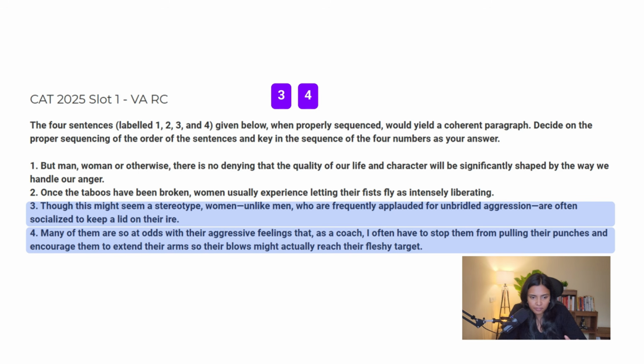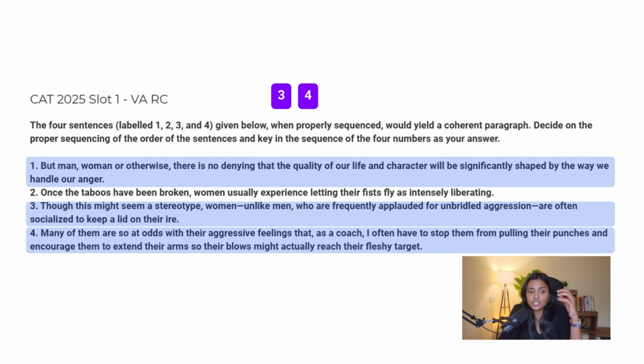Among the remaining options 1 and 2, we can see that option 1 has more signs of being the closing sentence. But man, woman or otherwise, there is no denying that the quality of our life and character will be significantly shaped by the way we handle our anger. Okay, it's like a broad sentence, a conclusion or something of an advice. So yeah, 3, 4, 2, 1, because 1 is closing and 3, 4 is the first pair. So the correct option is 3, 4, 2, 1. And it's also making sense if you read it in that order. That's the last check that you have to do once you've used these tips and tricks.